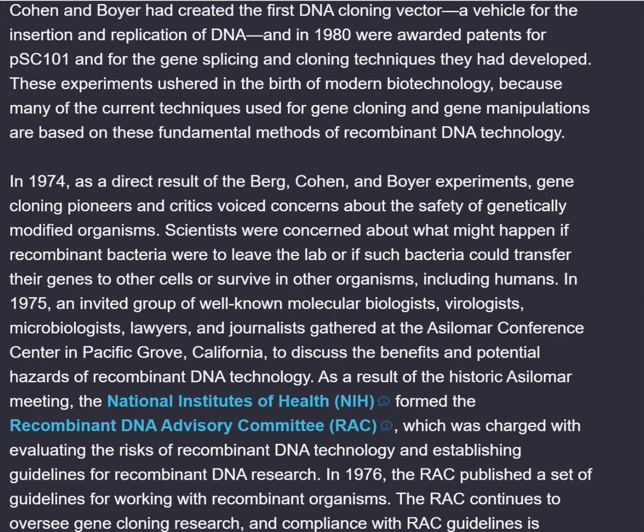Cohen and Boyer had created the first DNA cloning vector, a vehicle for the insertion and replication of DNA, and in 1980 were awarded patents for pSC101 and for the gene splicing and cloning techniques they had developed. These experiments ushered in the birth of modern biotechnology, because many of the current techniques used for gene cloning and gene manipulations are based on these fundamental methods of recombinant DNA technology.